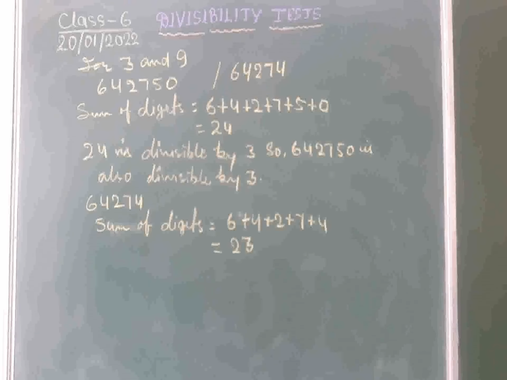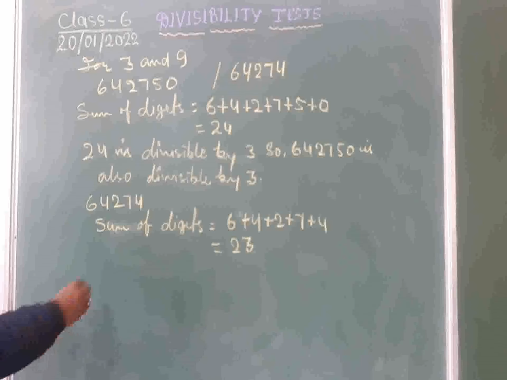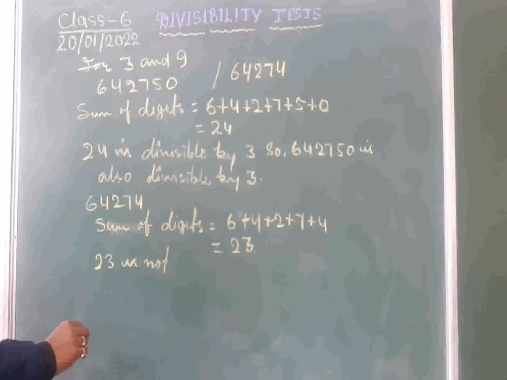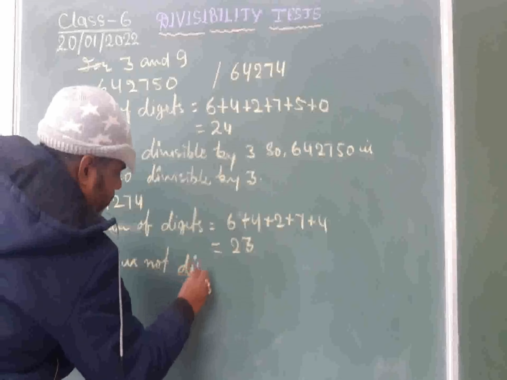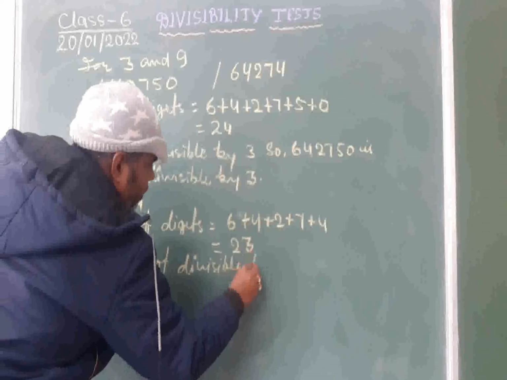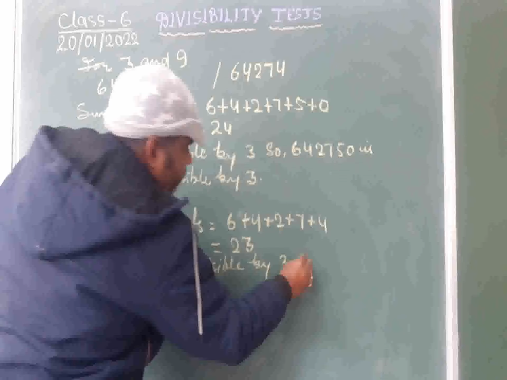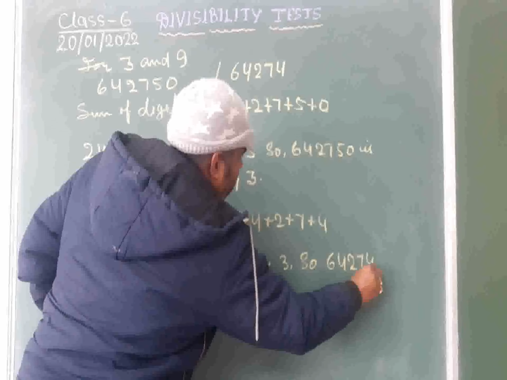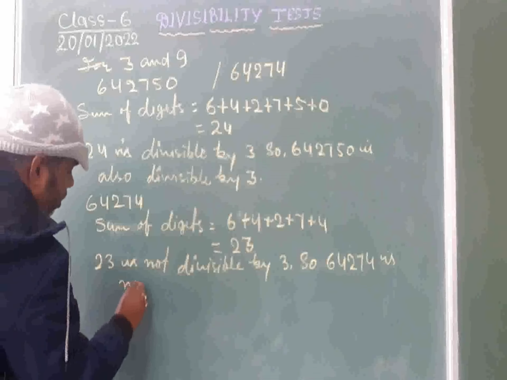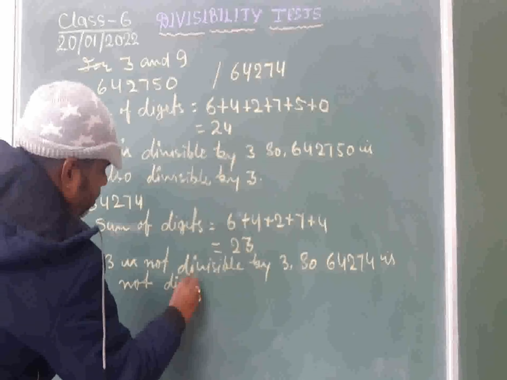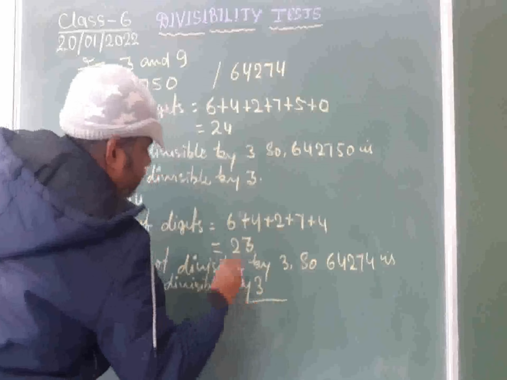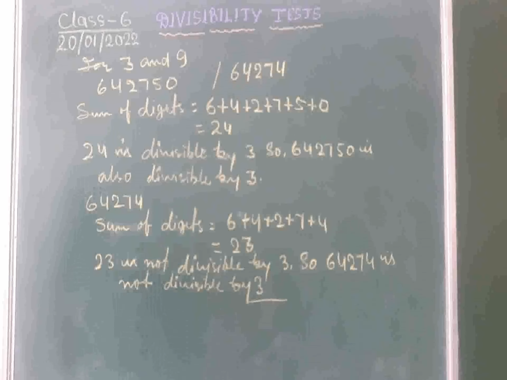Now, we know very well that in the table of 3, 23 never comes. So we simply have to write: 23 is not divisible by 3, so 64274 is not divisible by 3. You have to give the answer like this.